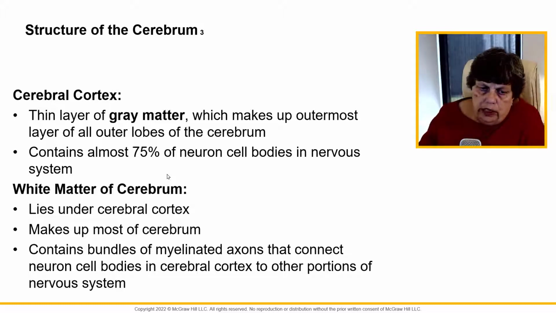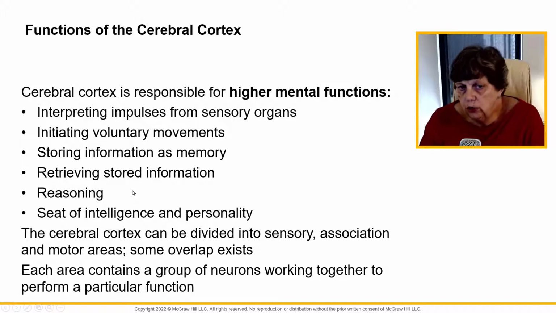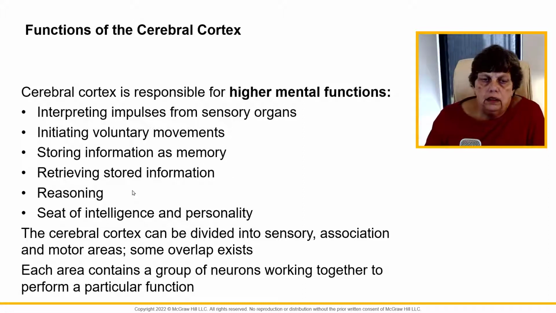So when we get to the white matter, we said that contained myelinated axons. And again, just remember it's opposite when we get to the spinal cord. So the cerebral cortex, higher mental functions, everything you think about in a higher function like reasoning, retrieving information, storing memory, that kind of thing, interpreting impulses. This is our intelligence. This is our personality.